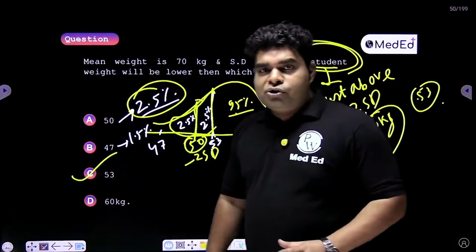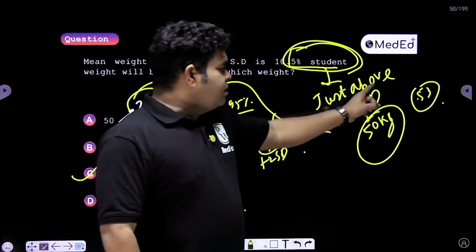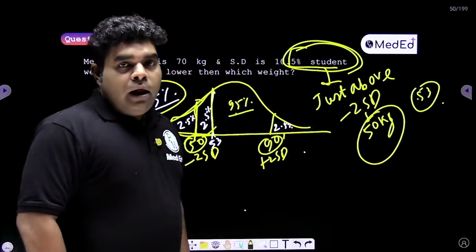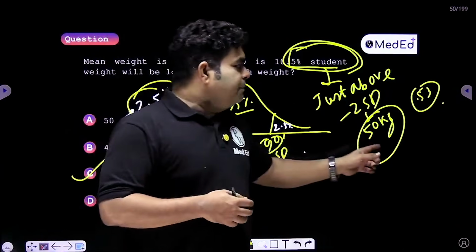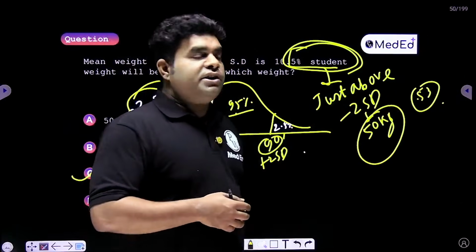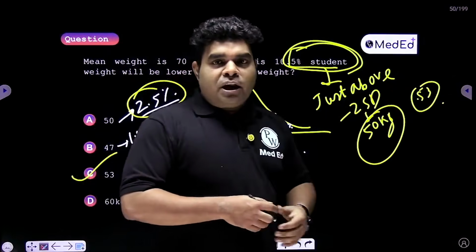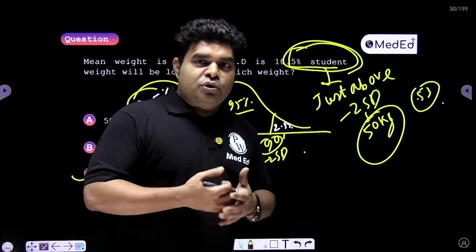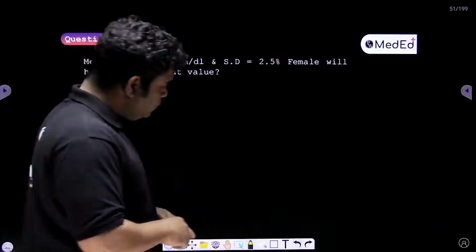So in all such questions where they are asking where the 5% people will lie, you have to go just above -2 standard deviation. Like in this question, -2 standard deviation was at 50. Just above -2 standard deviation is 53. So below 53 kg, you can have 5% people. This is a very interesting question, and I'm sure some of you might be confused yet. So let's do one more question on this topic.